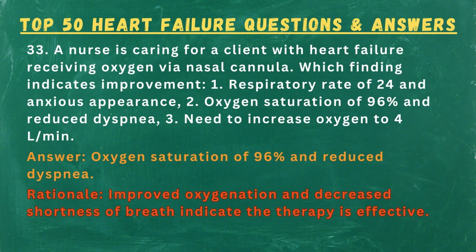33. A nurse is caring for a client with heart failure receiving oxygen by nasal cannula. Which finding indicates improvement? 1. Respiratory rate of 24 and anxious appearance. 2. Oxygen saturation of 96% and reduced dyspnea. 3. Need to increase oxygen to 4 liters per minute. Answer: oxygen saturation of 96% and reduced dyspnea. Rationale: improved oxygenation and decreased shortness of breath indicate the therapy is effective.